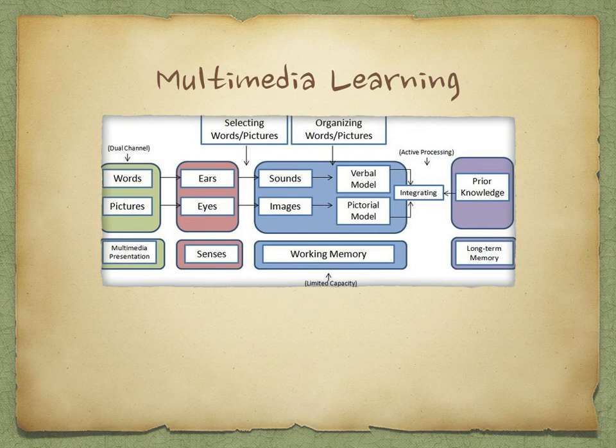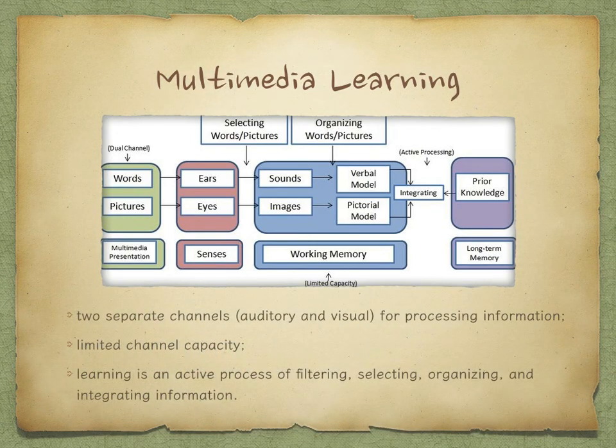This is the basis for Mayer's cognitive theory of multimedia learning. This theory proposes 3 main assumptions when it comes to learning with multimedia. The first one is that there are 2 separate channels, auditory and visual, for processing information, sometimes referred to as dual coding theory. The second one is that each channel has a limited capacity. The third one is that learning is an active process of filtering, selecting, organizing, and integrating information based upon prior knowledge.